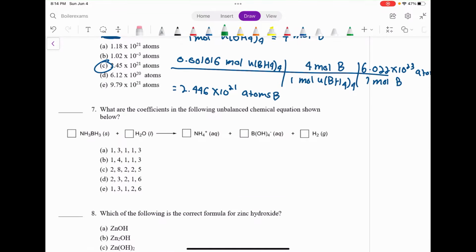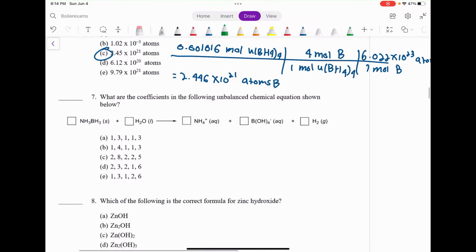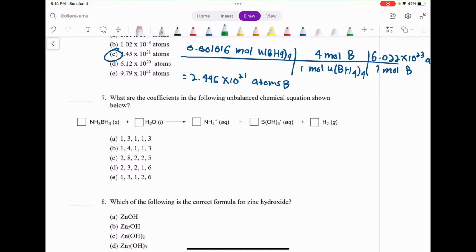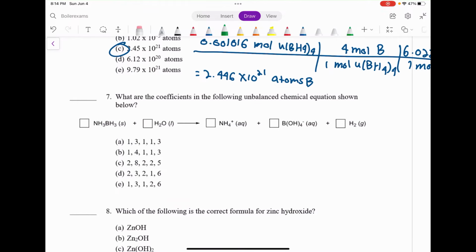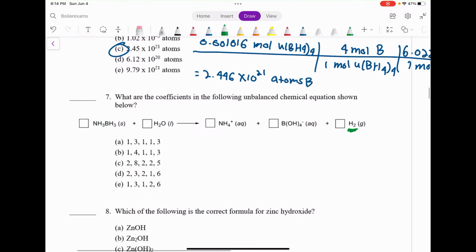What are the coefficients in the following unbalanced chemical equation shown below? Balance this chemical reaction, essentially. Okay. Let's start with the elements that are less available. You should balance hydrogen last, because it's in nearly every species, and especially it has an elemental form, so it'll be the easiest to balance. Save hydrogen for last. Do the ones that are less apparent in the species first.